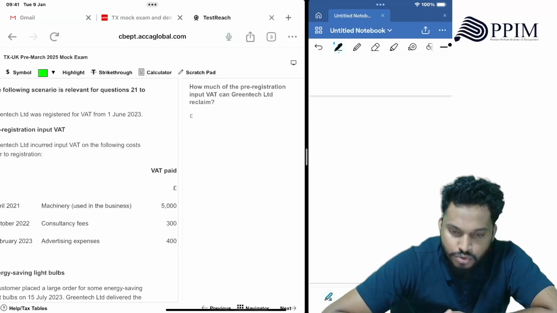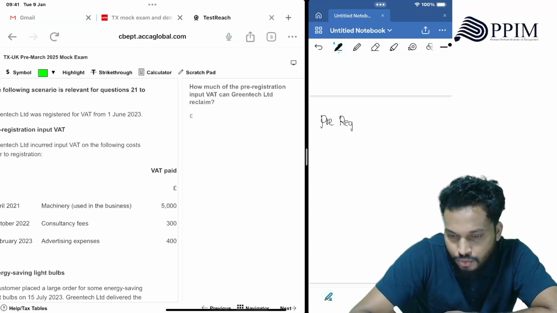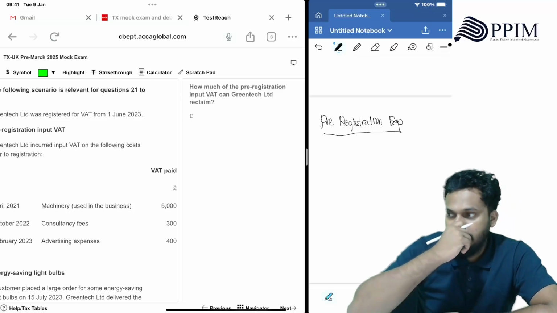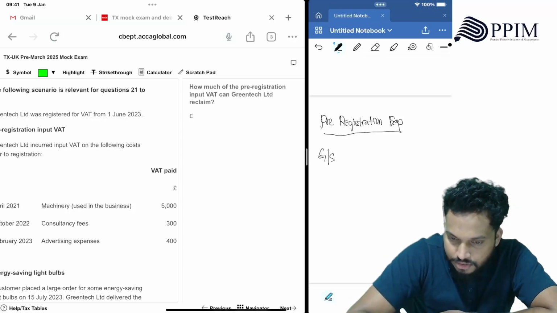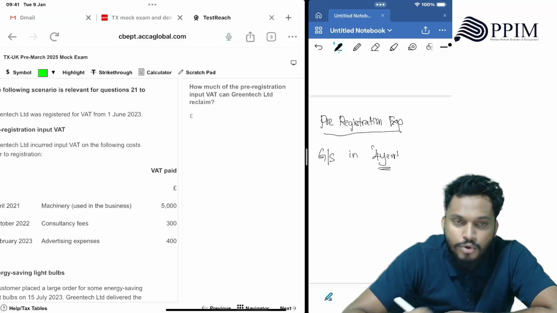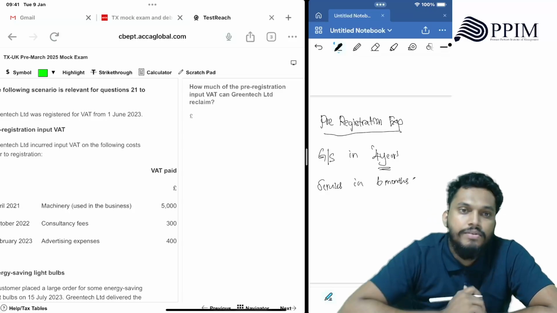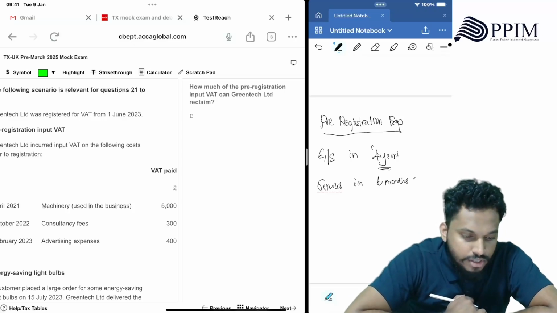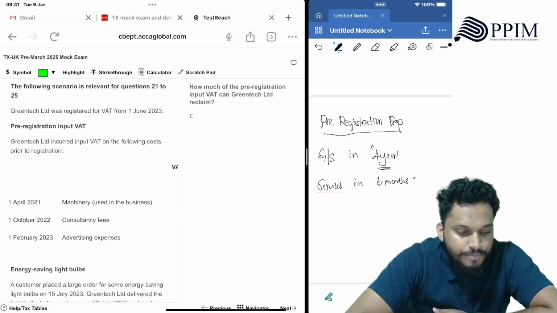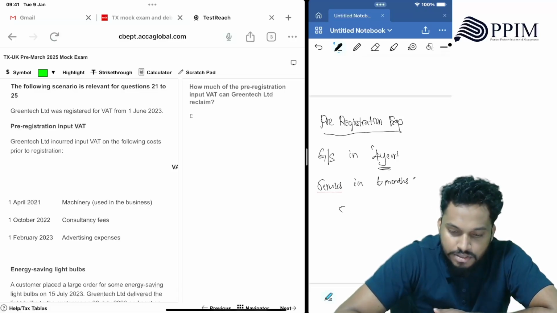So when it comes to pre-registration expenses, there is a rule that you need to understand. If it is goods, that needs to be within 4 years. You can go 4 years back. If it is services, how long? You need to claim within 6 months. So in this occasion, machinery, you are registering in 2023. So 4 years back means 2019. So it falls within the period, so I can take that. How much is that? 5,000.